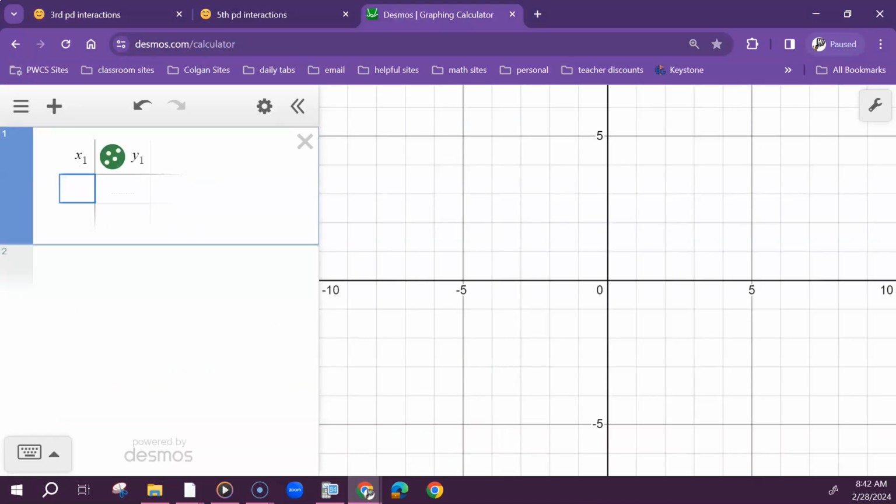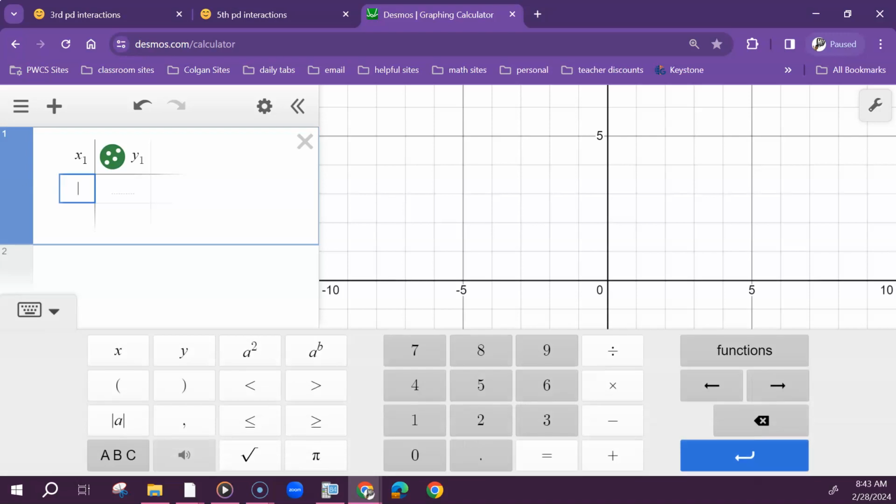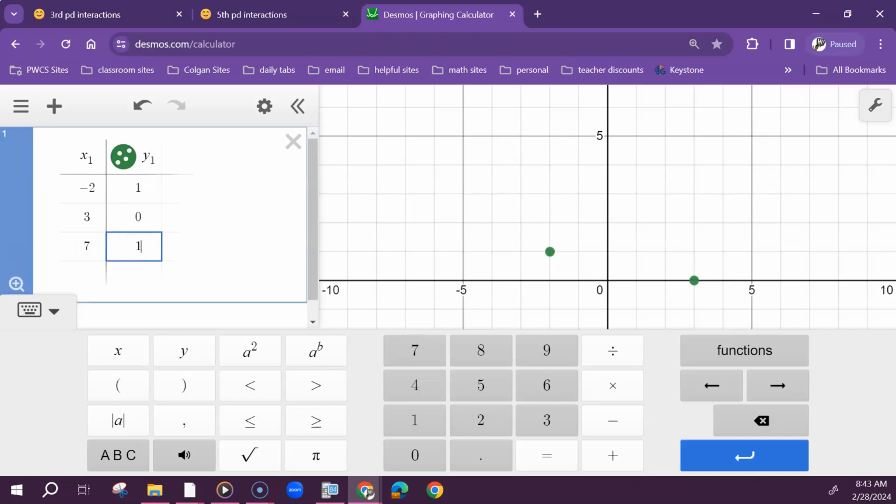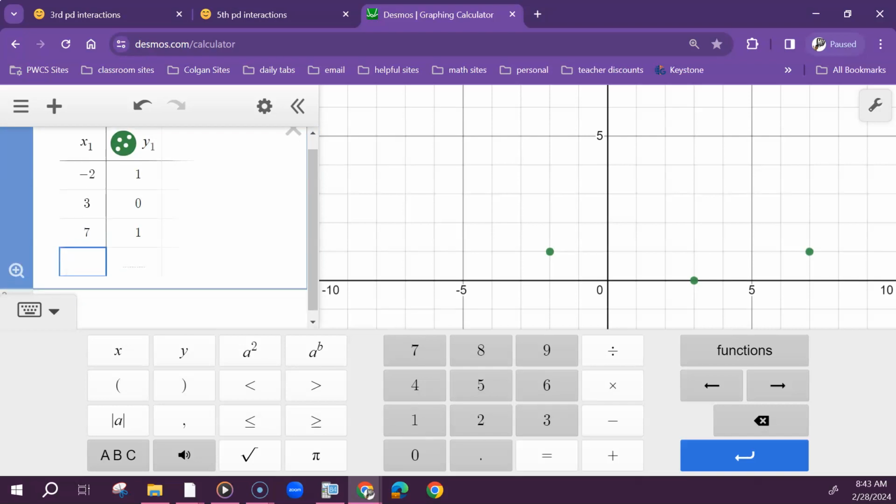we haven't really talked about this. We briefly talked about it when we saw it on the notes with direct, inverse, and neither. But if I'm looking at which x goes with which y, so -2 and 1 go together. Then I see that 3 and 0 go together. 7 goes with 1, and it also goes with 4.